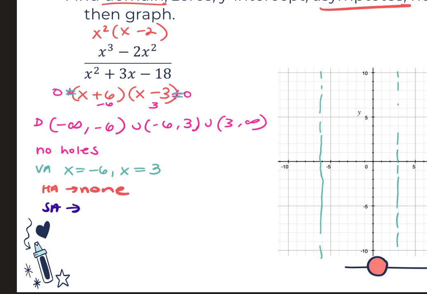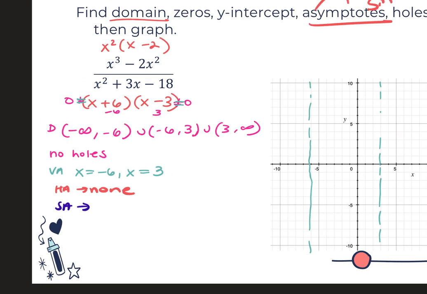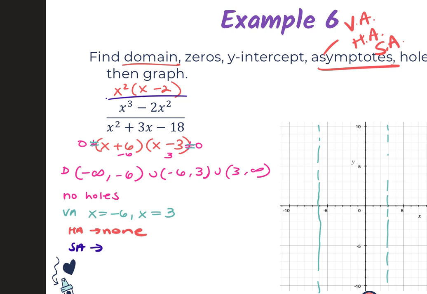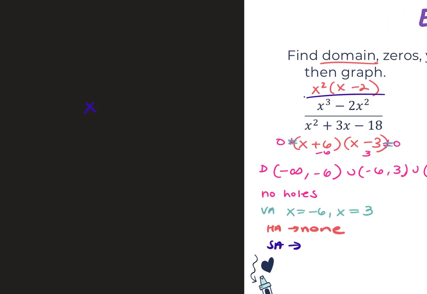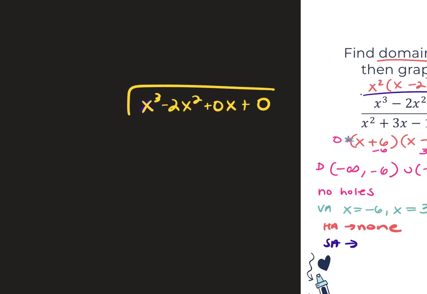To do that, I go back to the original. So I'm not going to worry about it once it's already factored. I'm going to keep it in its original form. So I would get x, can you see that? No. x to the third minus 2x squared plus 0x plus 0, because it's missing both those terms. And that gets divided by x squared plus 3x minus 18.